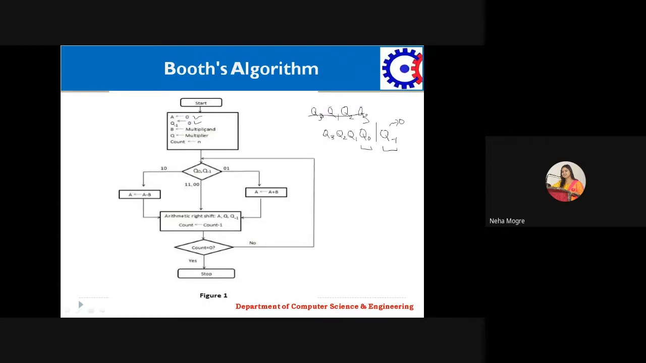Now B is what? B is the multiplicand. What do you understand by multiplicand? Multiplicand means the first number. The first number is the multiplicand. Now what is a multiplier? The other number. Like if I am saying 2 into 3, this is your multiplicand, and this is your multiplier.